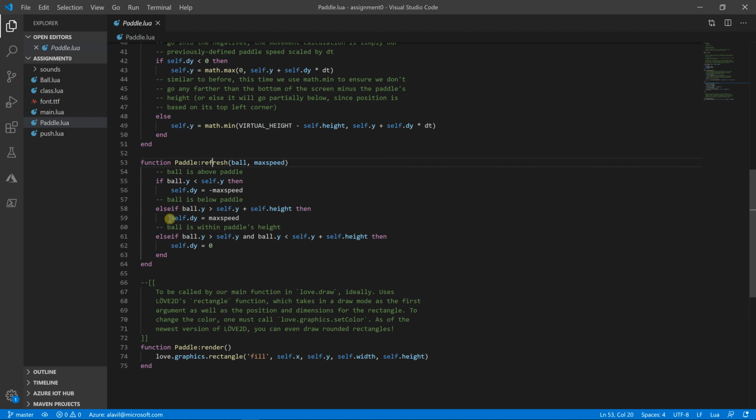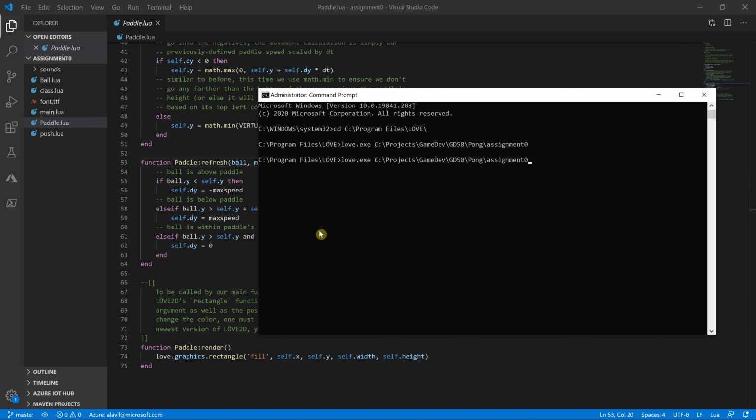Its velocity could be not greater than a specific max speed. So eventually, if the ball moves with a velocity that is greater with respect to the paddle's velocity, we are able to win.